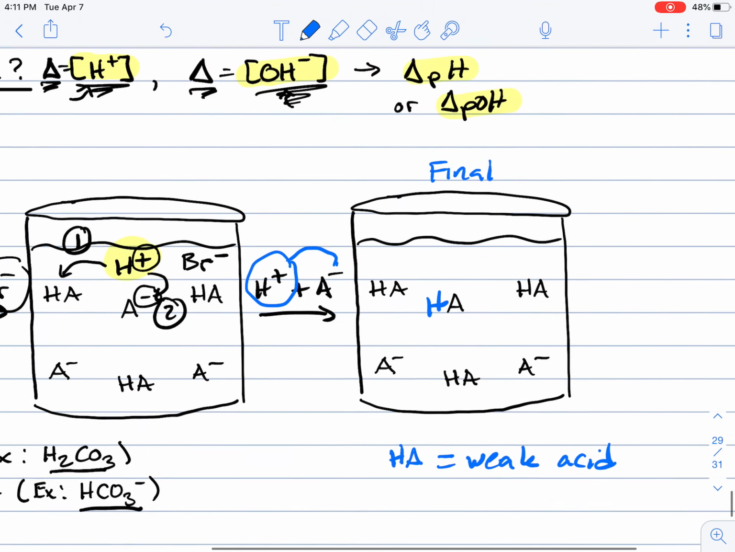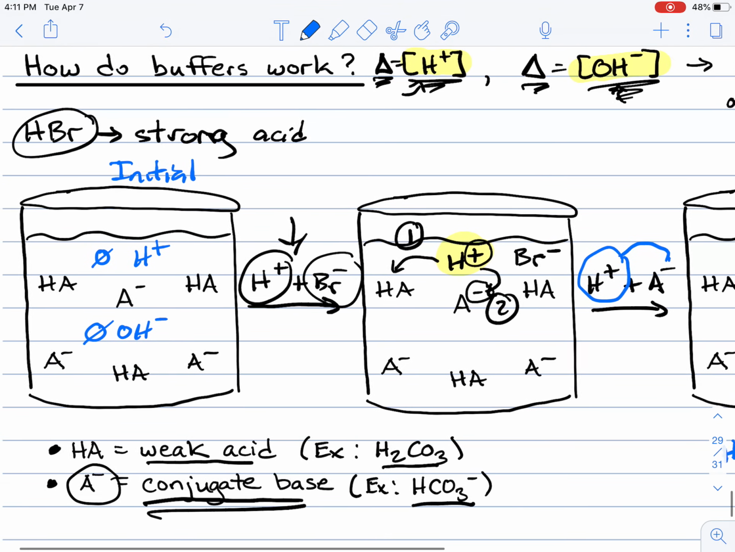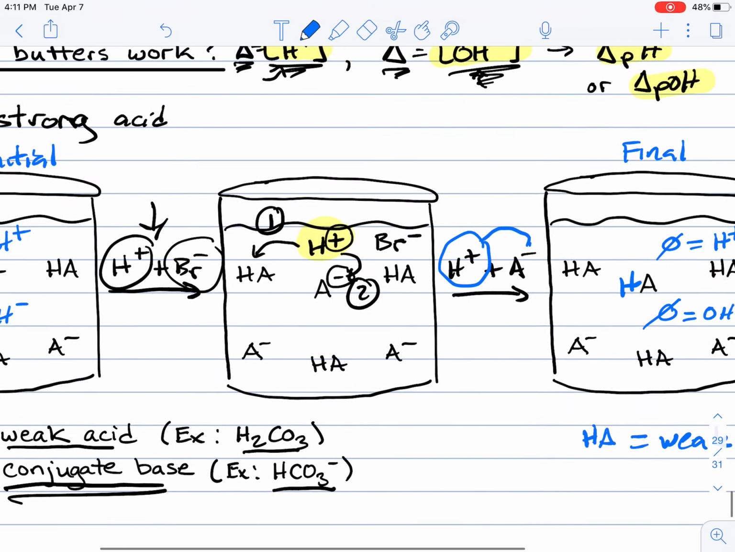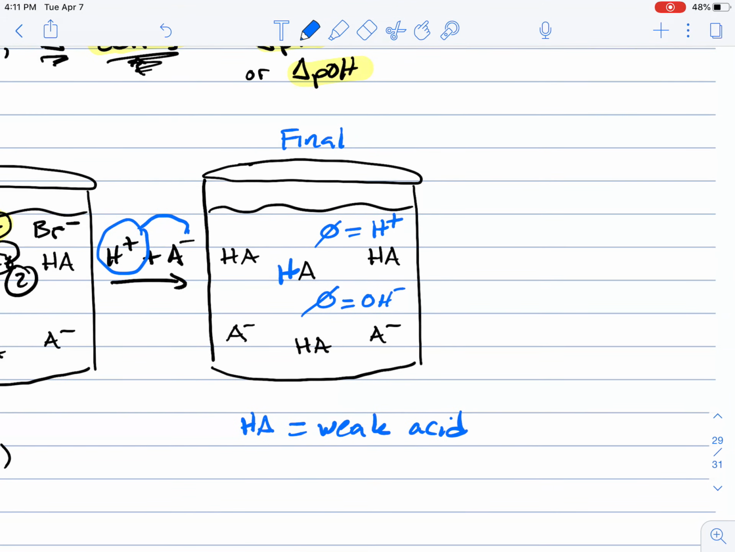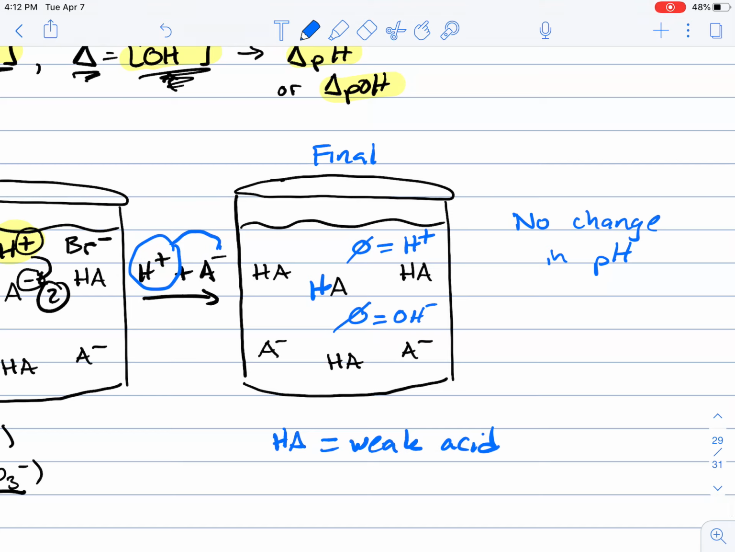Here, if you look at the final state, we have 0 H pluses that's floating on its own, and we have 0 OH minus that's floating on its own. And so since we have no H pluses or OH minuses before and after we added that acid, that HCl, then we can conclude that there is no change in pH. And therefore, the pH value in the initial state and the final state will remain the same.